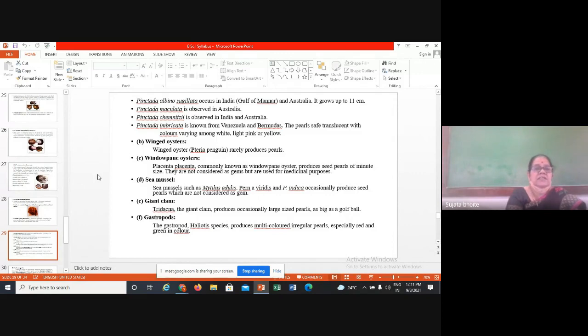The other minor species are the winged oysters, window pane oysters, sea mussels, giant clam, and gastropod species. Haliotis species produce multicolor or irregular pearls, especially red and green in color. Gastropod species.